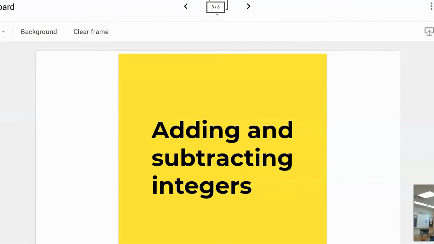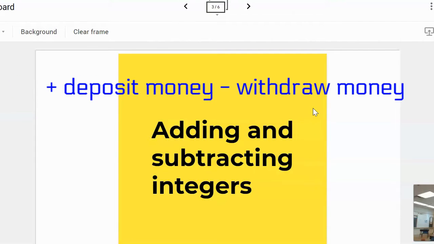Alright friends, adding and subtracting integers. I know it seems easy on one hand and weird on the other hand. Now let's remember, of course, that adding and subtracting integers exist in the real world everywhere. At a bank, when you deposit money, you're adding. When you withdraw money, you're subtracting.